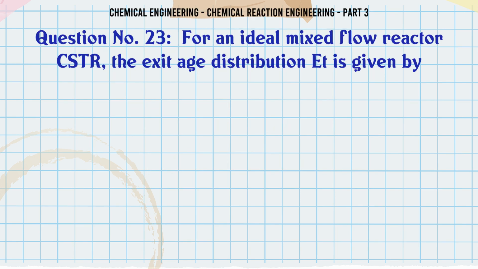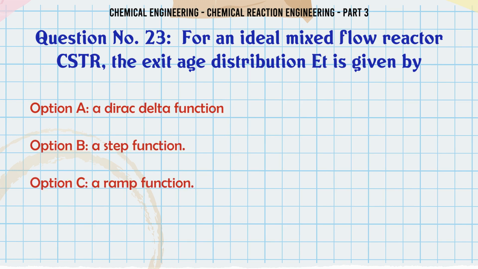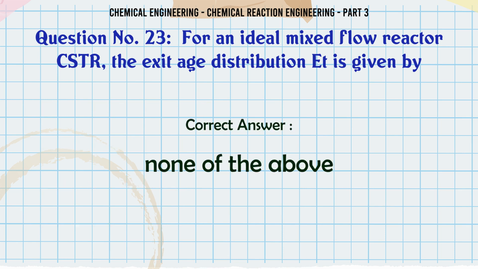For an ideal mixed flow reactor (CSTR), the exit age distribution is given by A. a Dirac delta function, B. a step function, C. a ramp function, D. none of the above. The correct answer is none of the above.